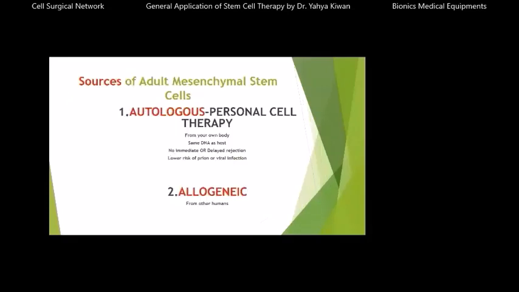Now, what are the sources of adult mesenchymal stem cells? How do we get these cells? The first origin is autologous. Autologous means from your own personal cells, from your own body. The advantage of autologous personal cells is they have the same DNA. There is no immediate or delayed rejection, and there is a lower risk of viral infection. The other type of cells are allogenic. Allogenic means taken from another person's cells.